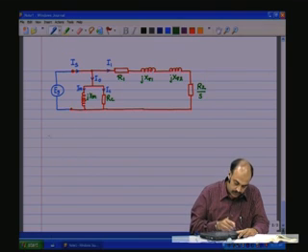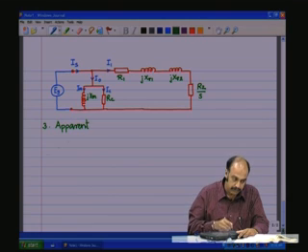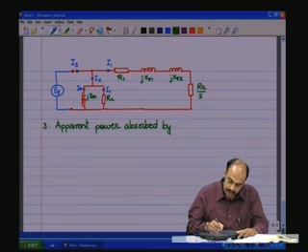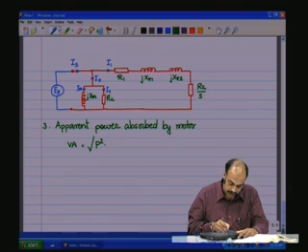Then third, the apparent power. The apparent power absorbed by the motor, that is the VA, is given by square root of P square, that is the active power, plus Q square.